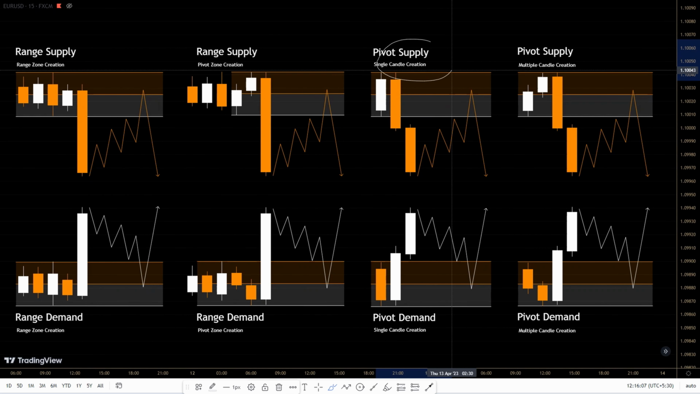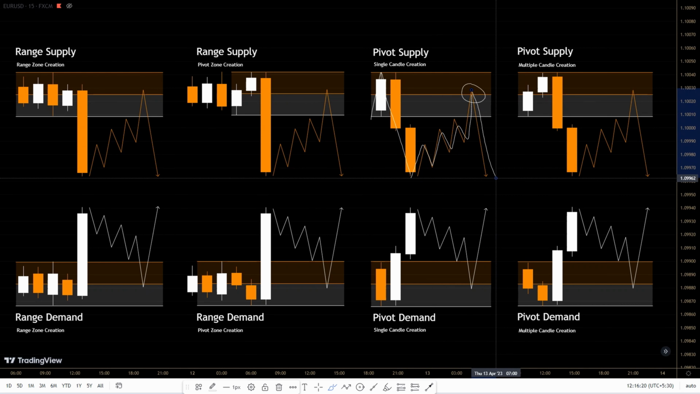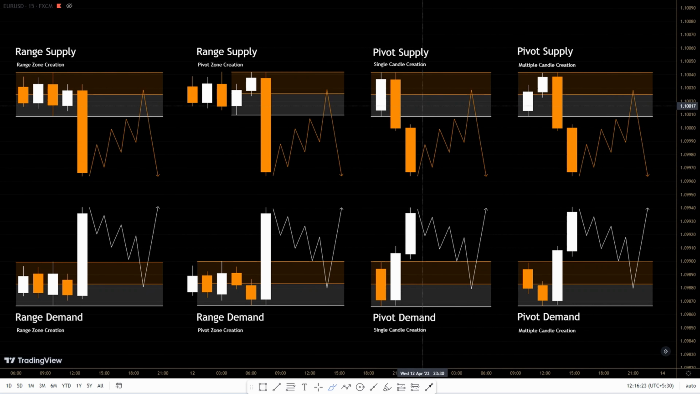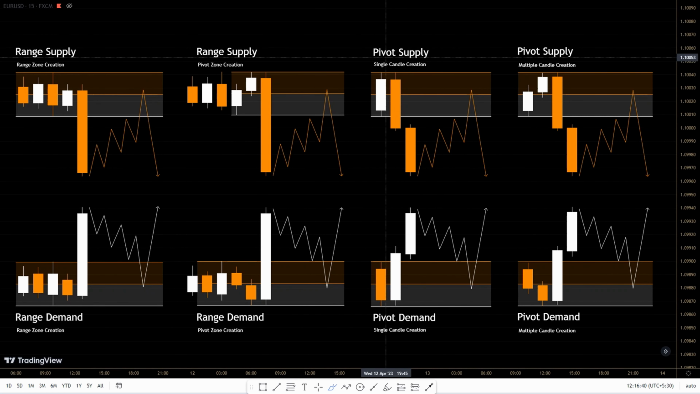Similar for this pivot created supply, there is a sharp move in the upward direction and true expansion in the downward direction. Again the price is in correction and exactly from fair value it also moves in the downward direction. So this is called pivot. This is a single candle pivot created supply, or similarly on the flip side, this is the pivot created demand, also a single candle creation. There is a sharp move in the downward direction and true expansion in the upward direction, right? So this is our range created supply, and this is the pivot created supply based on the single candle.